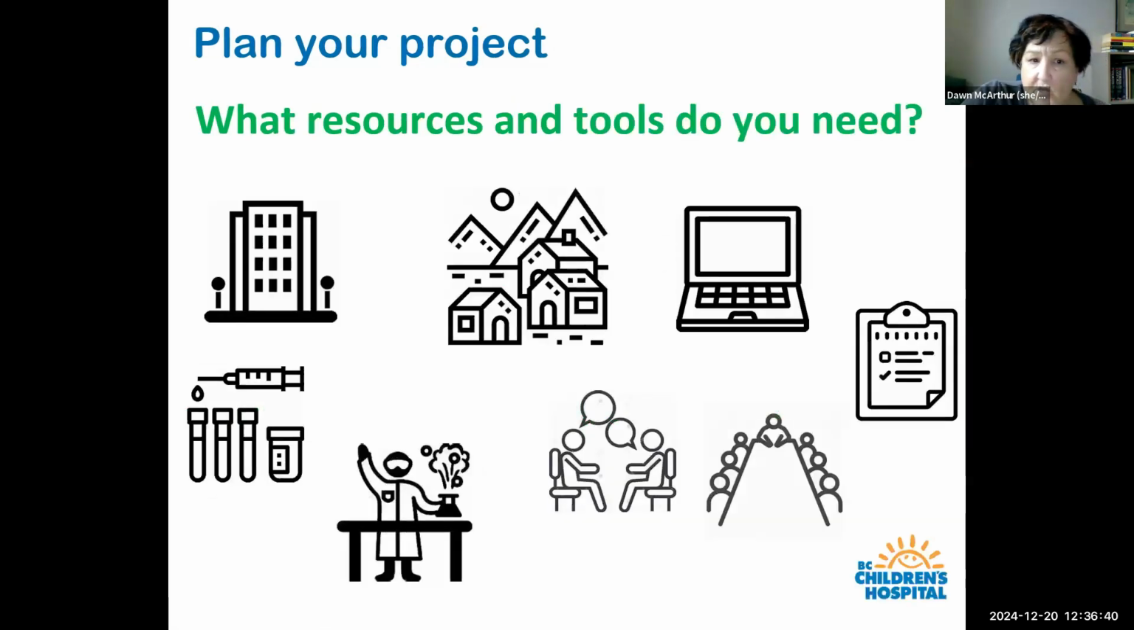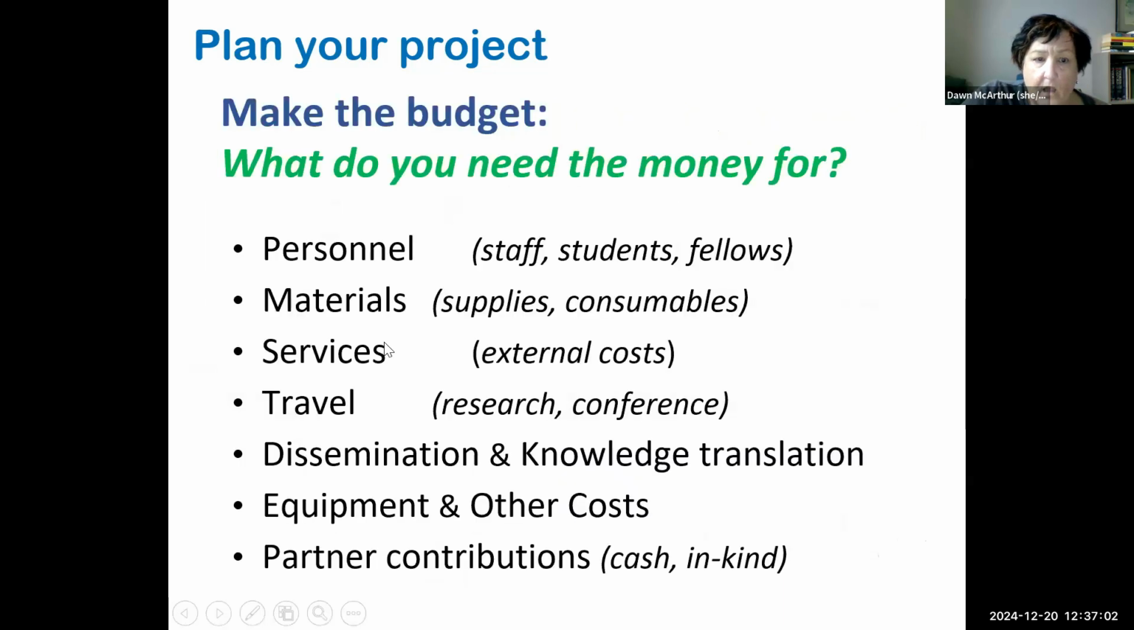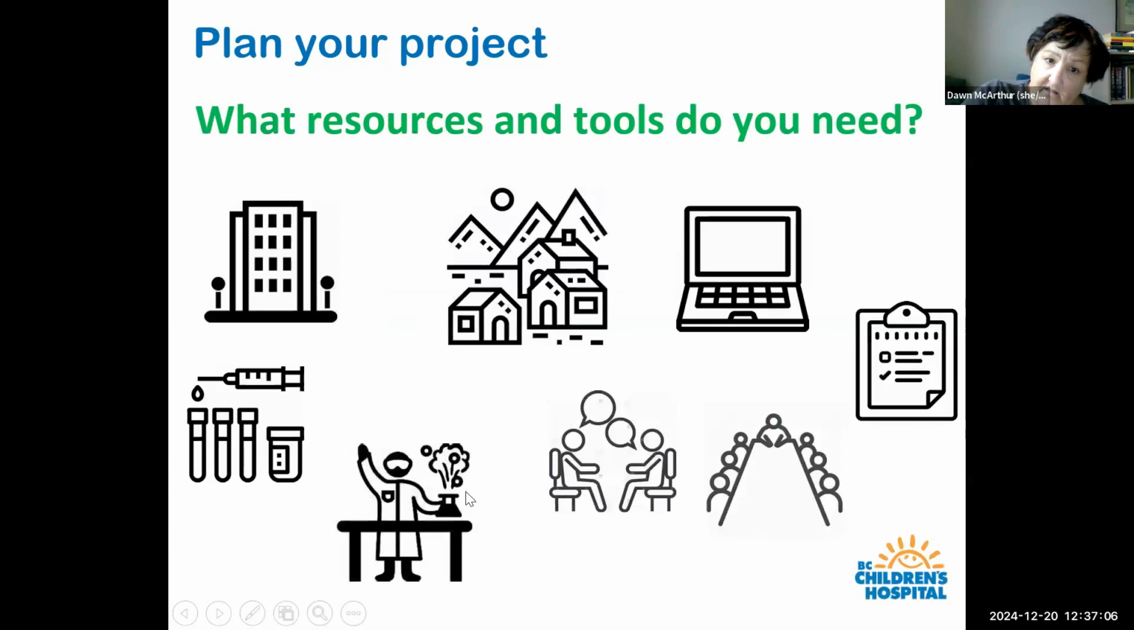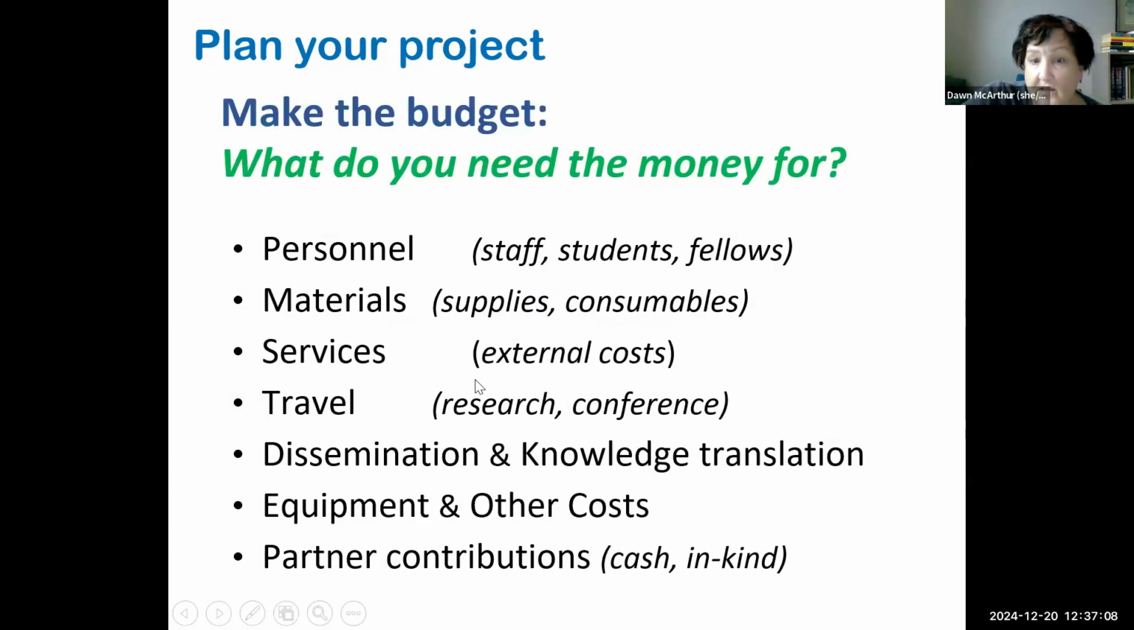What resources do you need? Do you need to be working in the hospital, in the community? Do you need a computer? Do you need to do surveys or focus groups or interviews? Are you doing lab-based work? Do you need to collect samples? Think about it in really, really practical terms, because this is what leads to your budget. And so you can go from this and this to the budget.